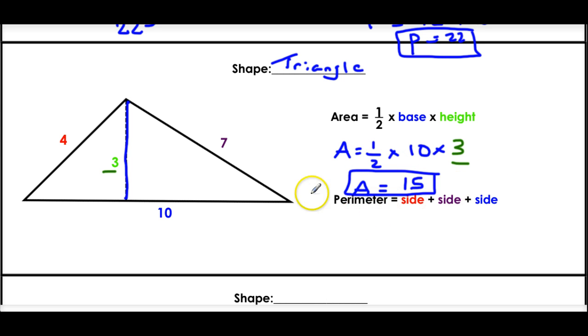To find the perimeter, well, you just have to add up the 3 sides. There's no fancy formula. So we don't need the height in this case. We just need our 3 sides, which is 10, 4, and 7. So the perimeter is going to be equal to 10 plus 4 plus 7. I'm just adding the 3 sides of my triangle to get the perimeter. So my perimeter is equal to 21.